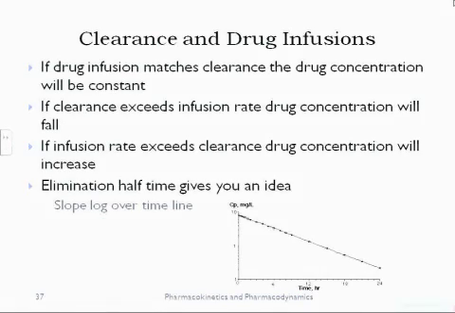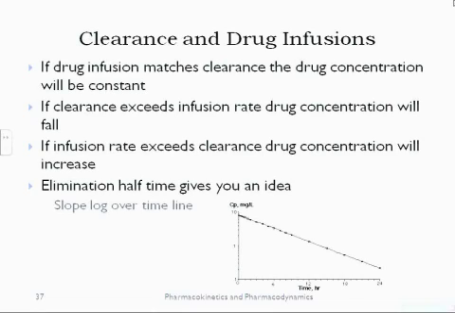If a drug infusion matches clearance, the drug concentration will be constant, which is what you want. If on the other hand your clearance exceeds your infusion rate, then the drug concentration eventually falls. And if your infusion rate exceeds your clearance, then the drug concentration will actually increase dramatically. And that's what happens in our management of most of our cases. Most of the time our infusion rate tends to exceed the clearance rate of that medication, especially once it becomes absorbed into the secondary tissue. And that has to be taken into consideration.